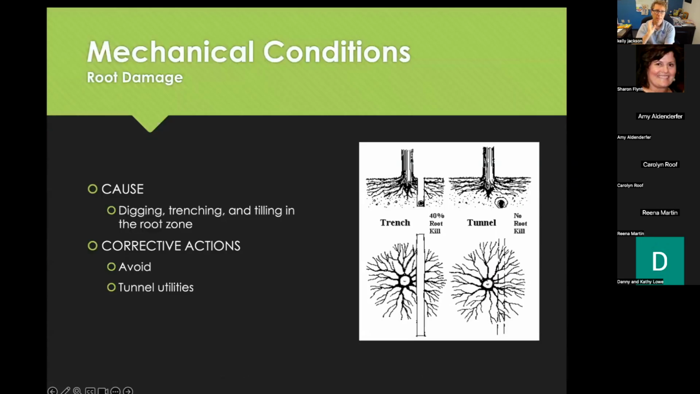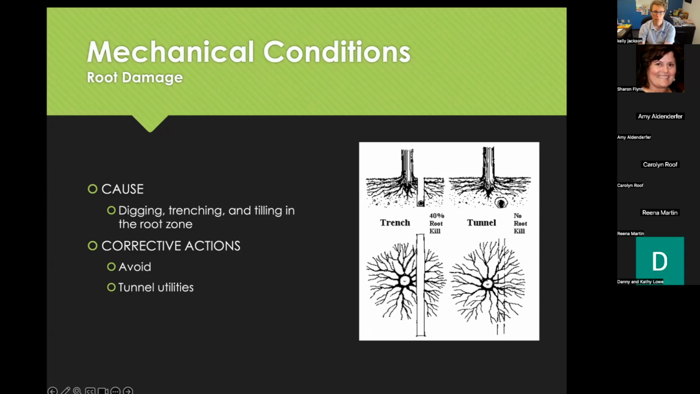Okay, we're near the end. Mechanical conditions, just a couple of points about this. Root damage. This is things that we do to trees. So digging around trees, trenching near trees, tilling in the root zone, all of these things cause damage to the root system, and we need to avoid it.